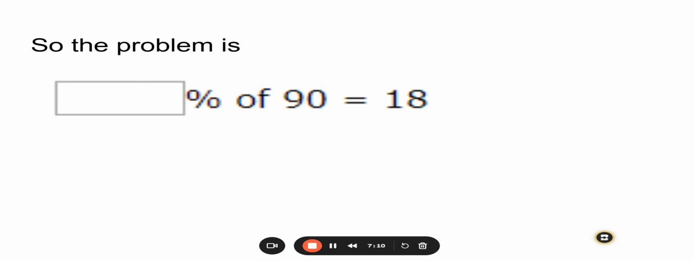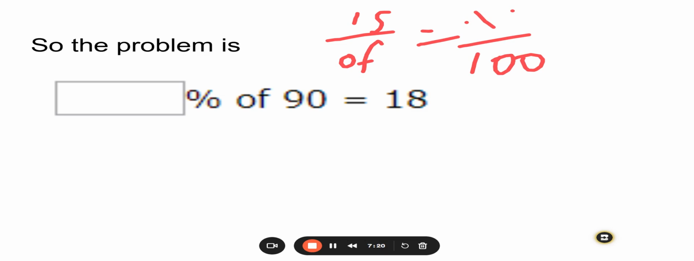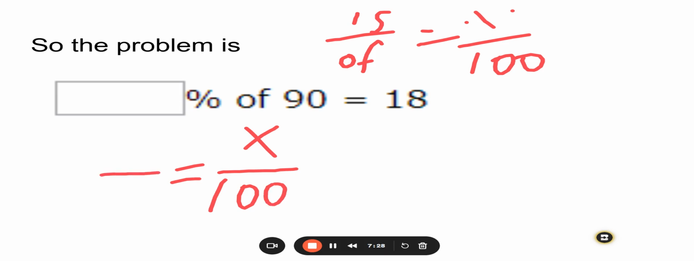All right, I think these last two are going to be the ones. All right, is over of equals percent over 100. We don't know what the percentage is, so that's where we're going to put our x, and then we're going to put a 0 there, of 90. So 90 is going to go at the bottom, and equals 18 or is 18. It's going to go right here.